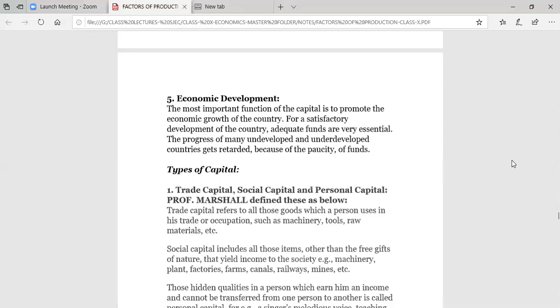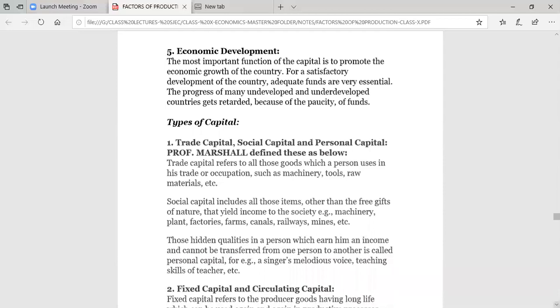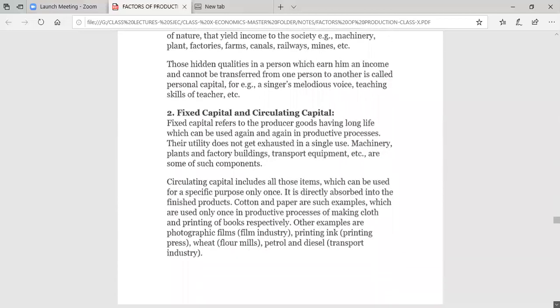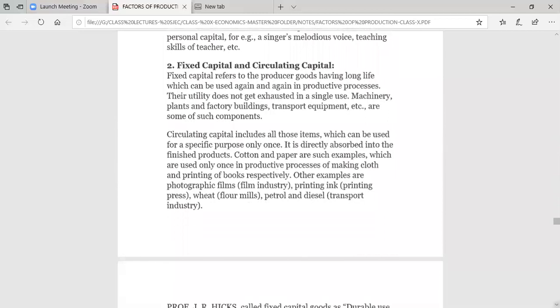So capital. One of the important functions of capital is the economic development of the country. Now, when we are talking about capital, there are so many types of capital. First, fixed capital and circulating capital.